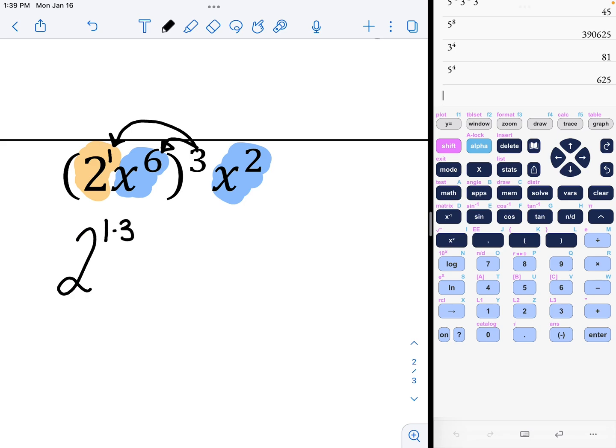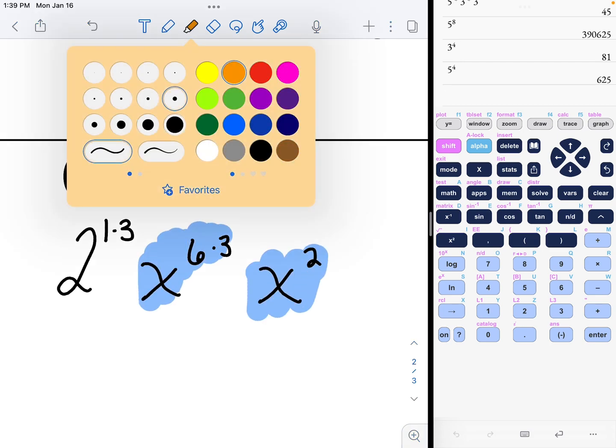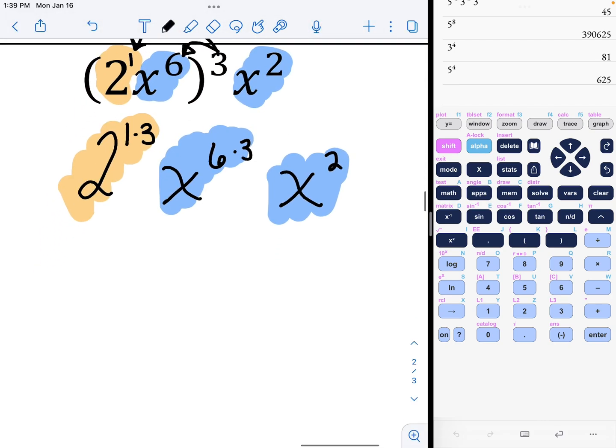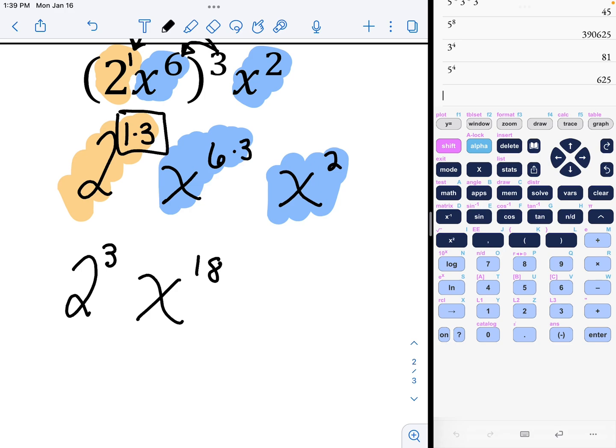I'm distributing in my outside 3. X to the 6 dot 3. I'm distributing in my outside 3. And then that x to the 2 travels down. If you like the colors, there's the first blue, there's the second blue, and here was the original orange. This becomes, we're going to multiply our exponents, 2 to the third, x to the 18, and x to the second.